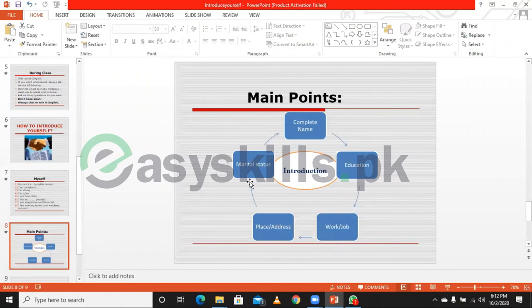Marital status means आपने बताना है कि आप शादीशुदा हैं, नहीं हैं, आपके status क्या है? What's your marital status? Like me, I'm married. So, I would say I'm married. So, this is all about the introduction.